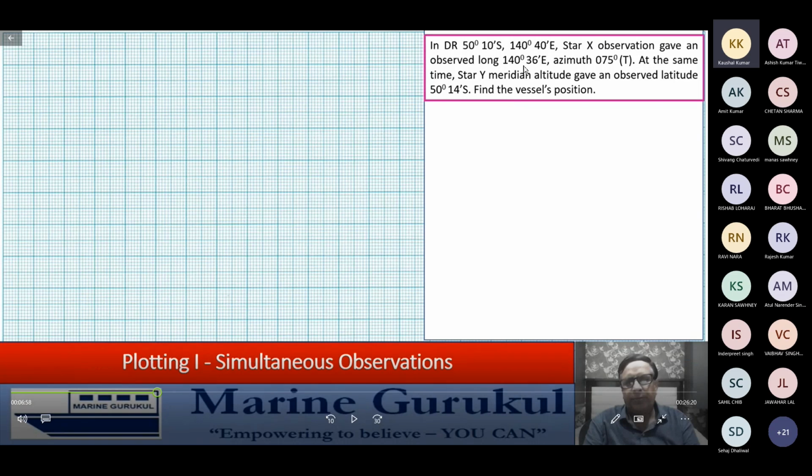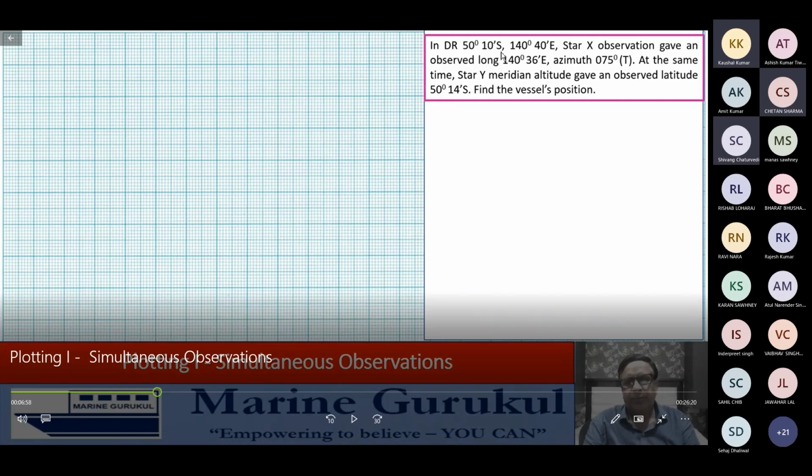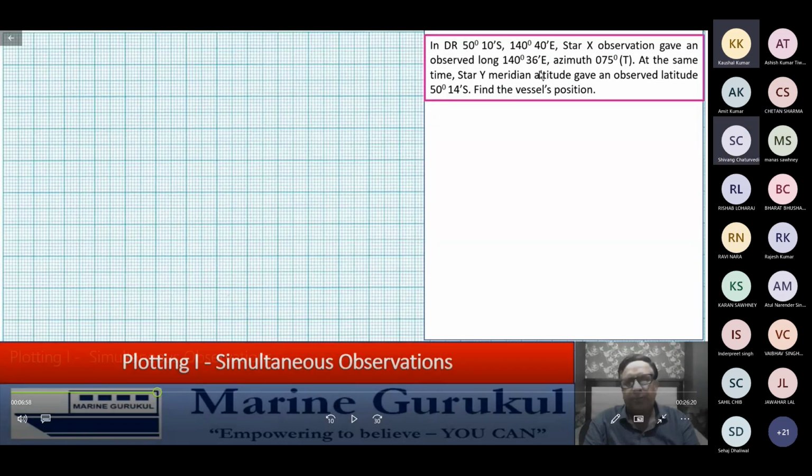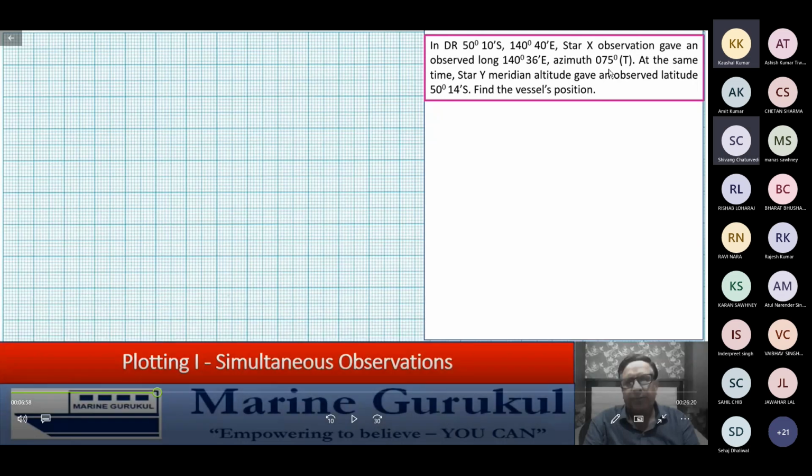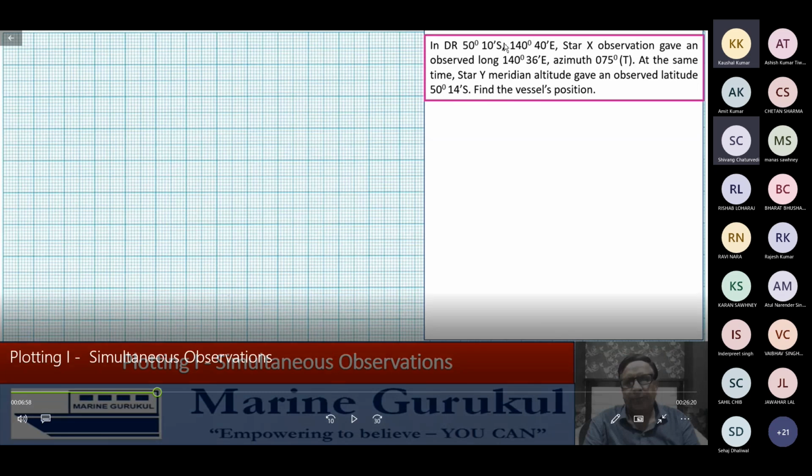Now, can you tell me, Beta, which is the position which we will use to plot the PL, latitude and longitude? Sir, 50 10 south and 140 36 east. Very good. So DR latitude and the observed longitude is what we are going to use. And the azimuth is given to us as 075. So we know perpendicular to the azimuth will be our PL. So we have all the information to plot the first position line.